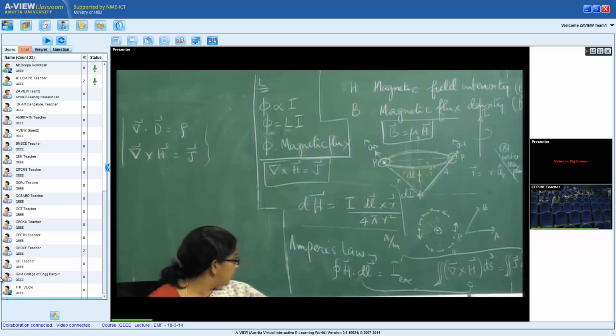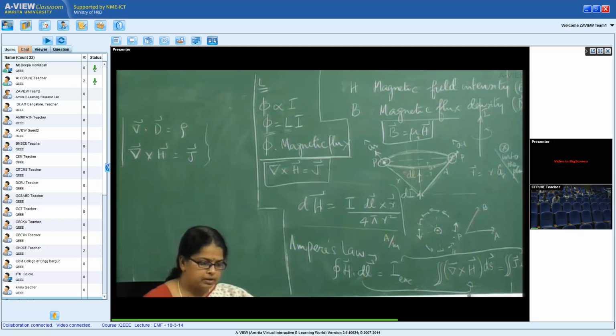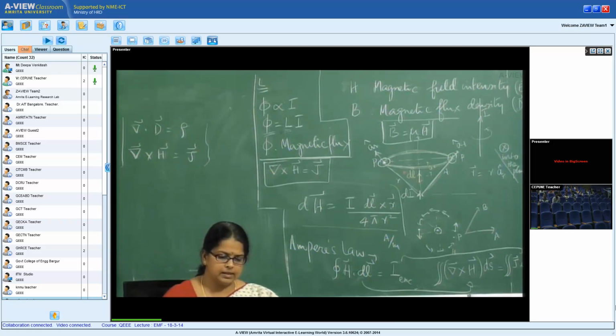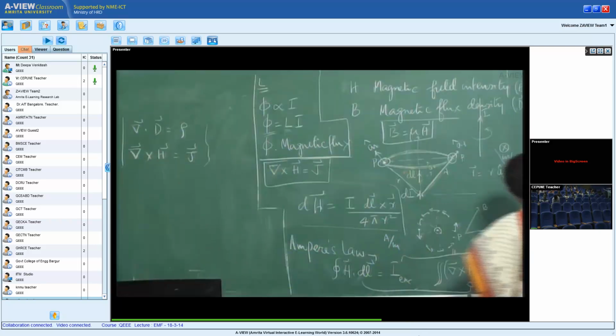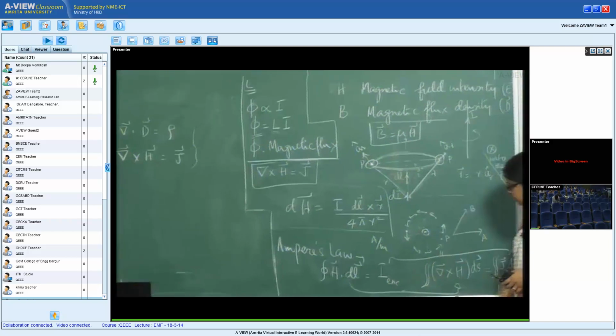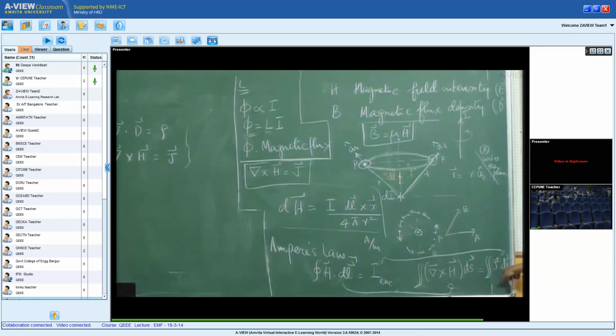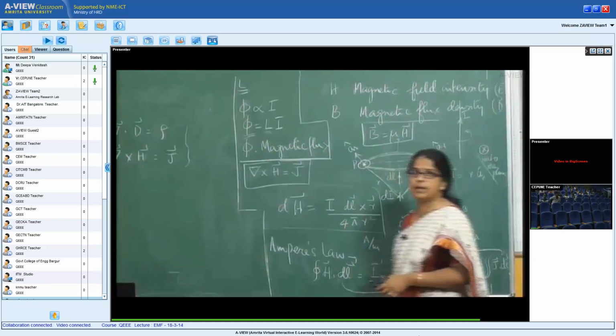Okay. I have a question here. Why is the unit of surface current density ampere per meter and not ampere per meter square? In fact, if you look at J dot ds, it should give you amperes, which means J should give you ampere per meter square. It is indeed ampere per meter square.